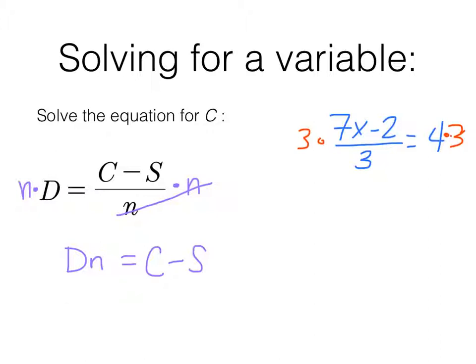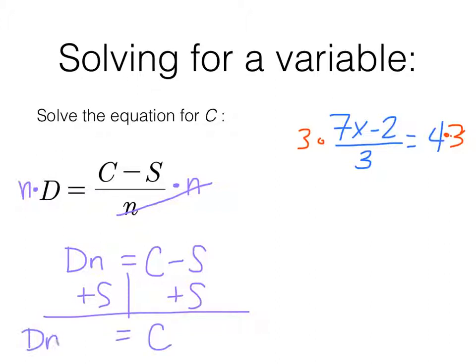And again, we're finishing off solving for c. So now I'm going to add s to each side to get rid of that minus s. And that means c equals dn plus s. Now, why couldn't we start off by adding the s? Because this isn't really an s. It's an s over n. So if you follow along c's journey, first c had s subtracted, then the result was divided by n.